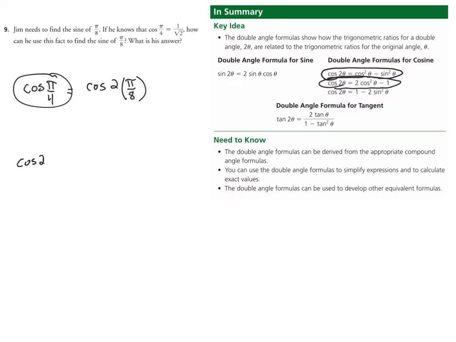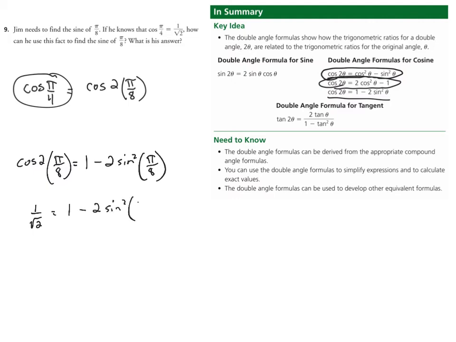We're going to say cos of 2 times pi by 8 is equal to 1 minus 2 sine squared of pi by 8. It's sine of pi by 8 that we want, not cos of pi by 8. Alright, so cos of 2 times pi by 8 is just 1 over root 2, equals 1 minus 2 sine squared of pi by 8.